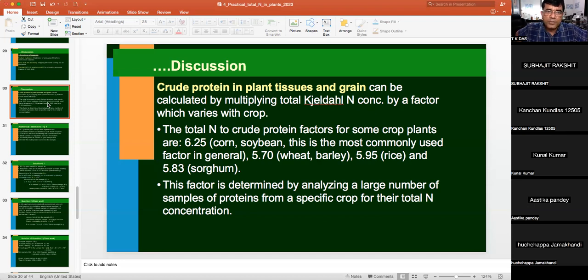the general factor is 6.25 in many cases like corn, soybean, and in some cases like wheat and barley, 5.7. For rice, it is 5.95, and for sorghum, it may be 5.8. Now, my question to all of you is: why does this factor vary for different crops? Why not 6.25 for all, when you have 5.7, 5.95, 5.83, and maybe many more variations? Why is it so?